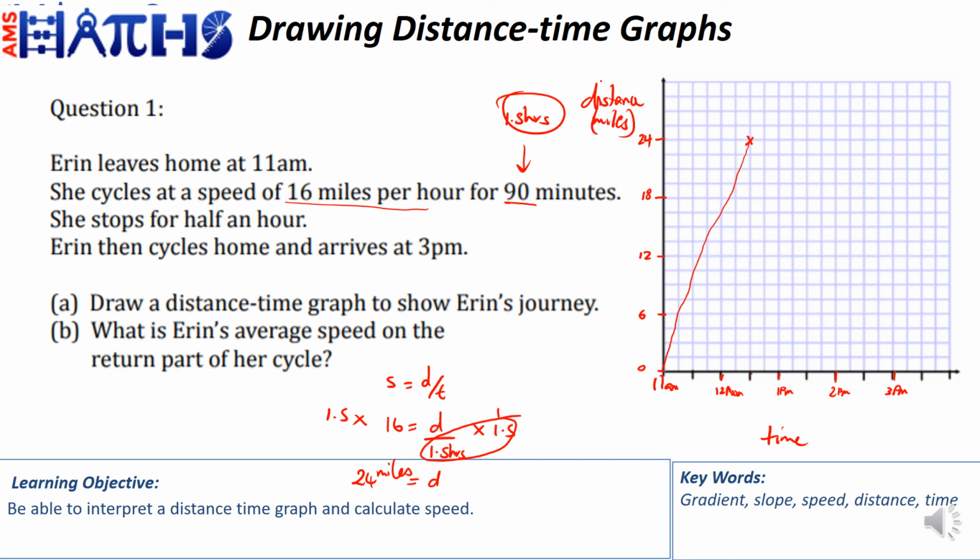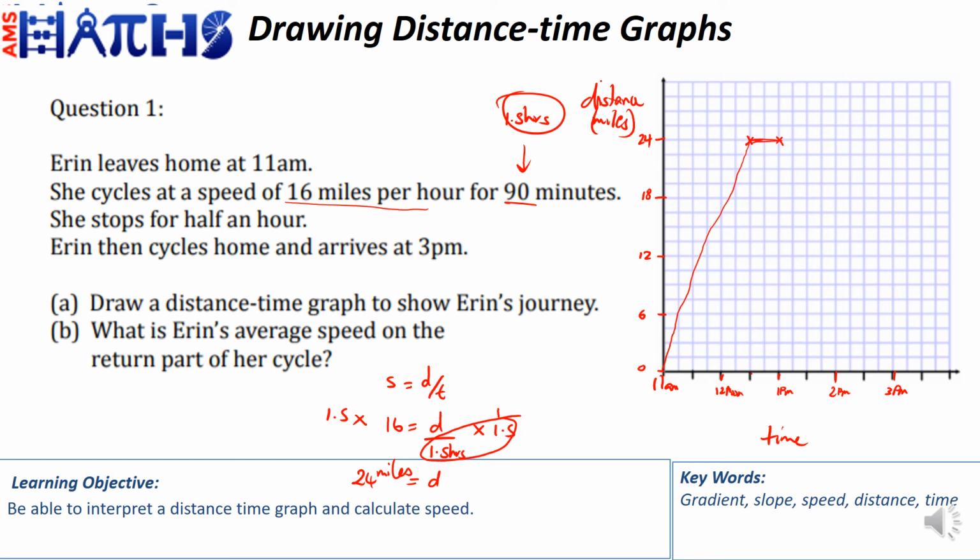Okay, so that should be a straight line. It then says she stops for half an hour, so half an hour more would take us here. So it's a horizontal line to show that she stops.